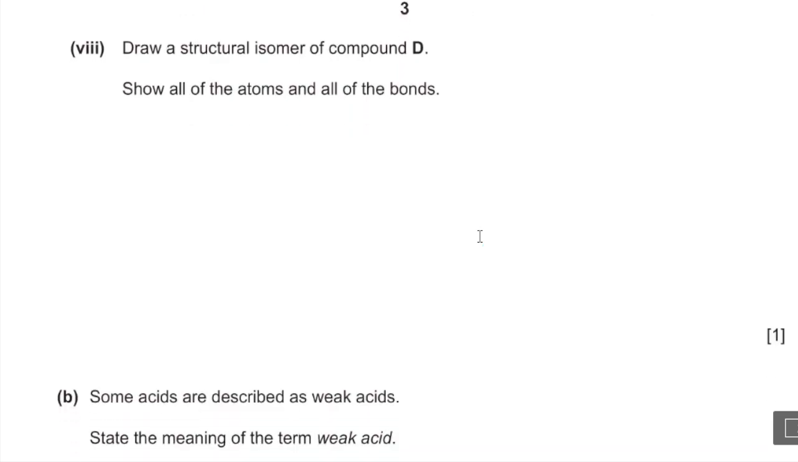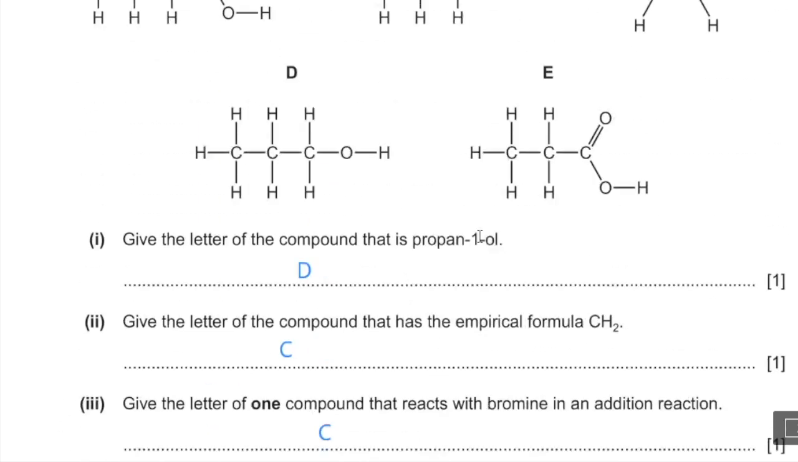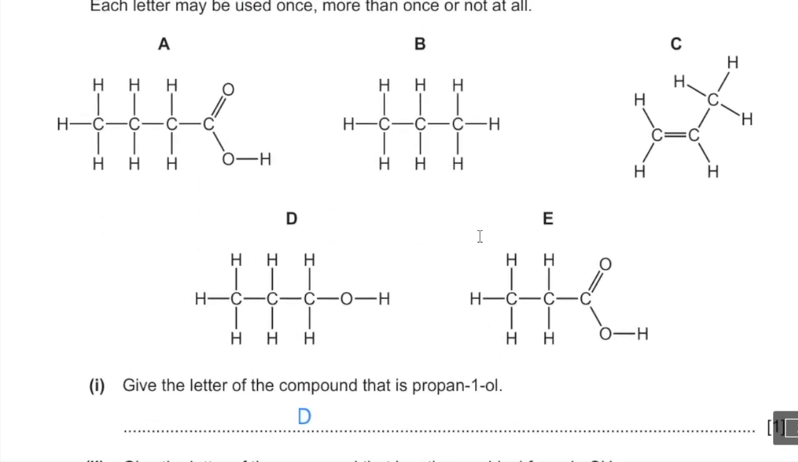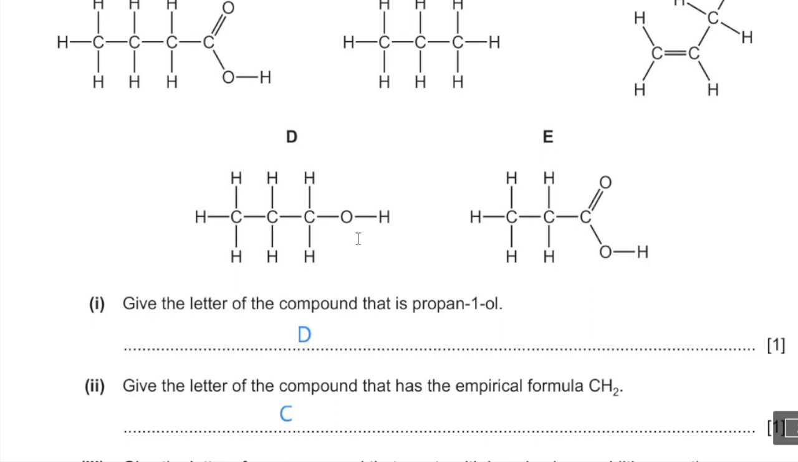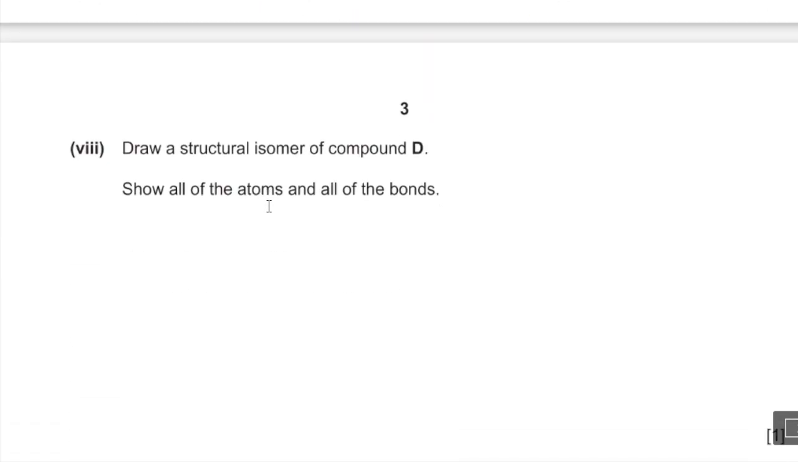8. Draw a structural isomer of the compound D. Show all of the atoms and all of the bonds. So compound D over here is propanol, propan-1-ol. So it has the alcohol group on the first carbon. We can have it on the second carbon in the isomer, and if you draw it on this end carbon, it will also be counted as the first carbon either way. So the only other solution is if you draw it on the second carbon.